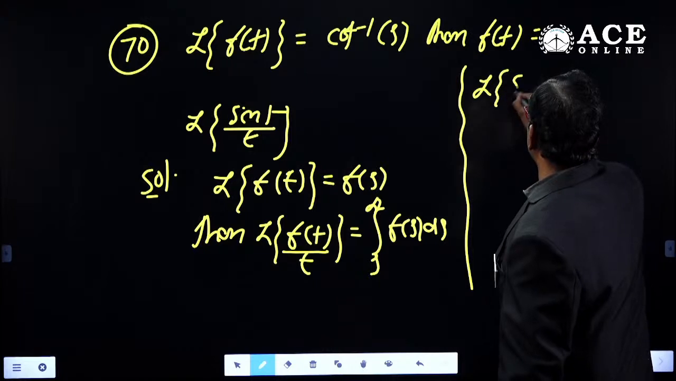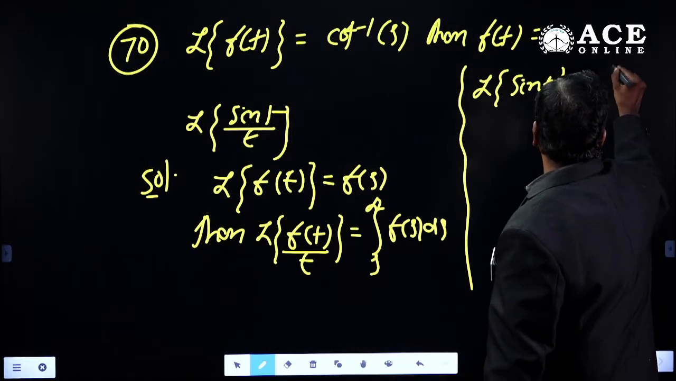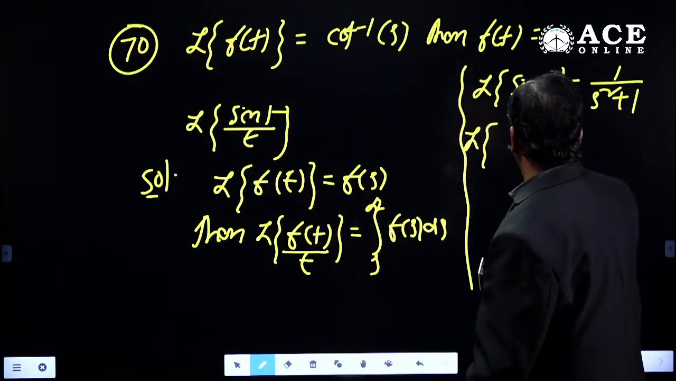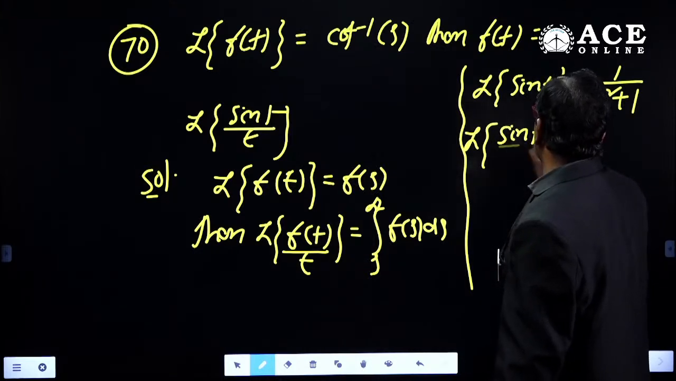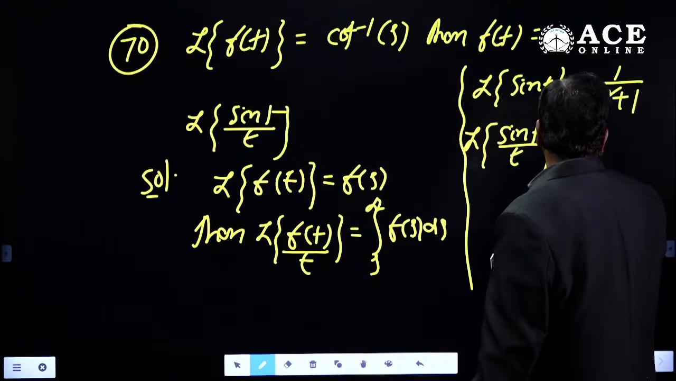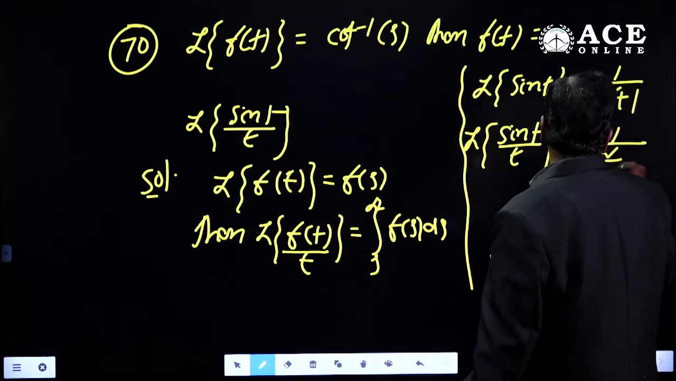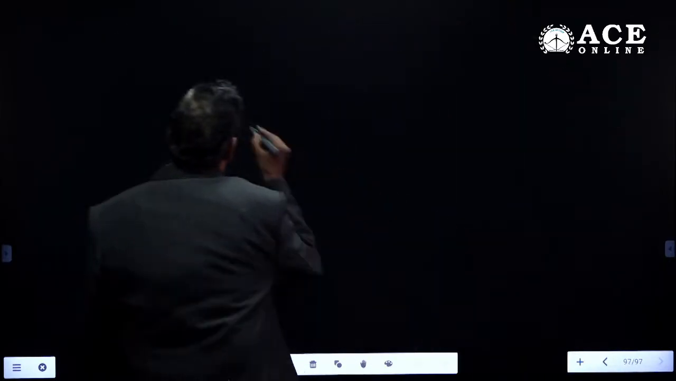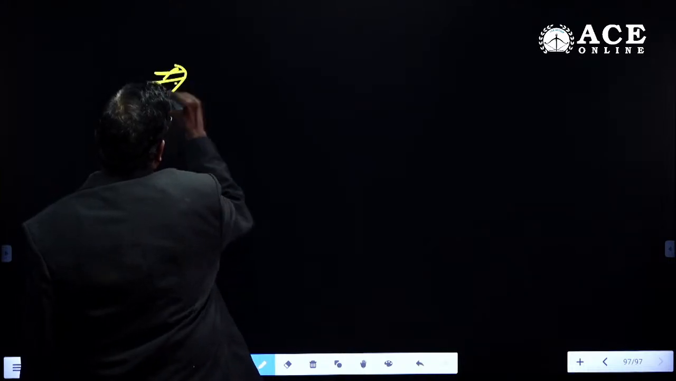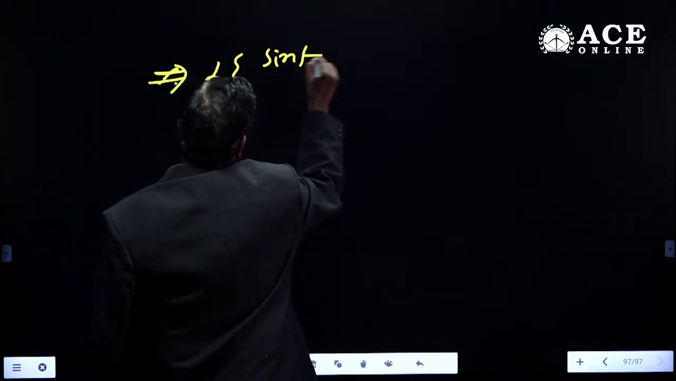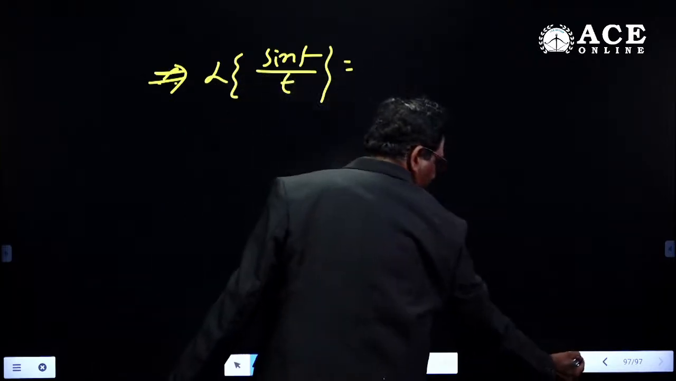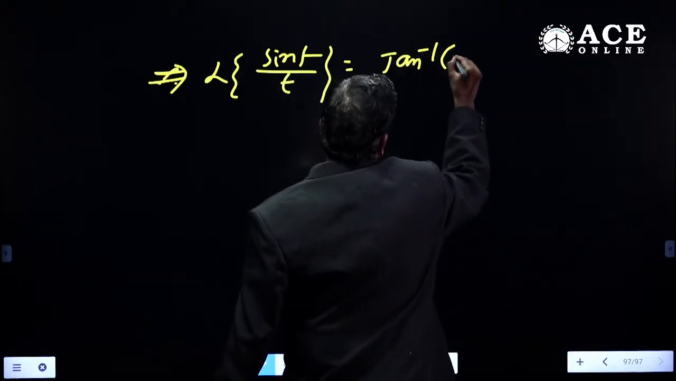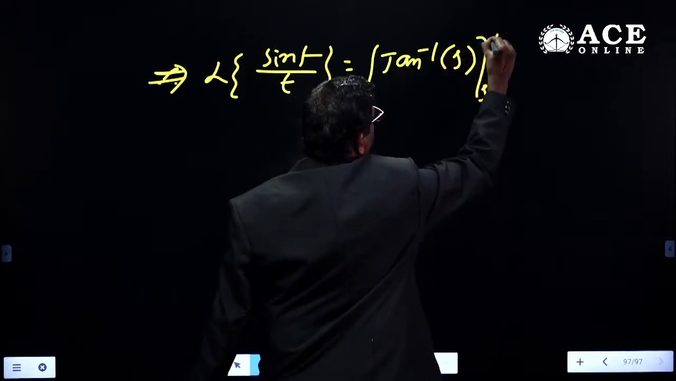What is directly the Laplace transform of sin t, you know, that is 1 by s square plus 1. Then L of f of t by t means L of sin t by t. That is integral s to infinity 1 upon s square plus 1 ds. Is it? Now that implies L of sin t by t is nothing but tan inverse s, evaluated from s to infinity.